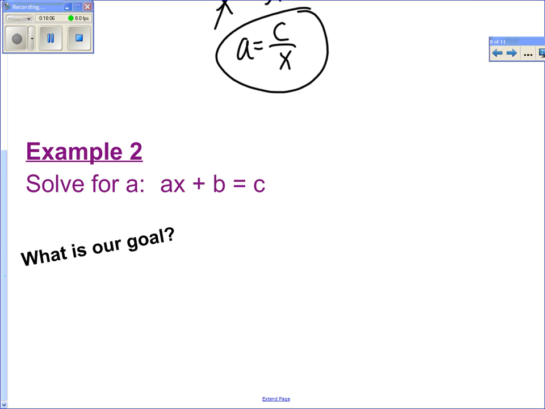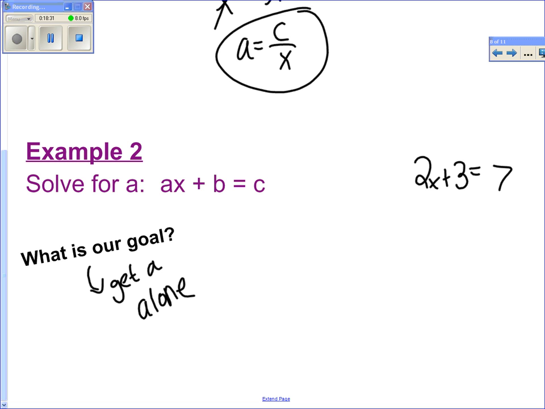Now this one's a little bit lengthier. It may look a little harder, but it's still the same idea. So solve for a. Again, the goal is to get a alone. Okay, and what it might look like, well, let's just put numbers in. How about 2x plus 3 is equal to 7.